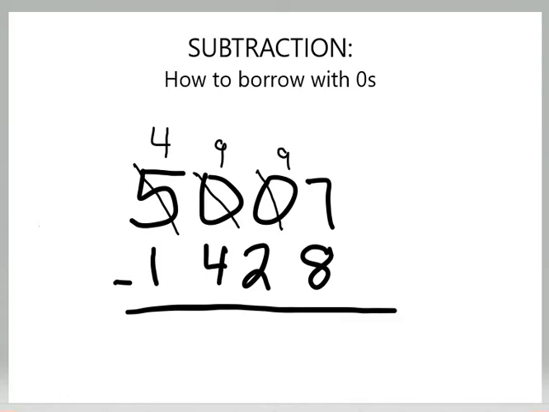Now that 1 has traveled from the thousands to the hundreds to the tens, and now it's made it to its destination, which is the ones place. And now the 7 is 17. So now you can subtract 8 from 17. Your party now will be able to enjoy themselves. Everybody will get a serving and maybe a second serving if they so choose.